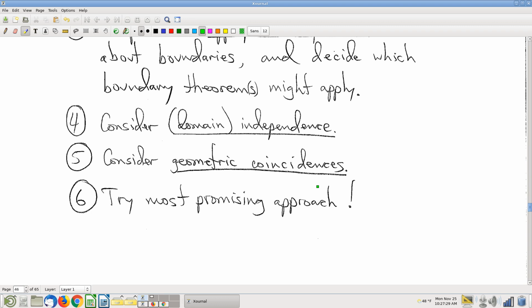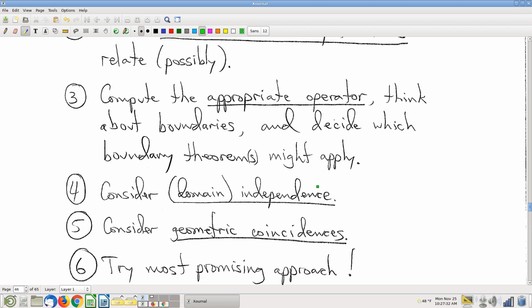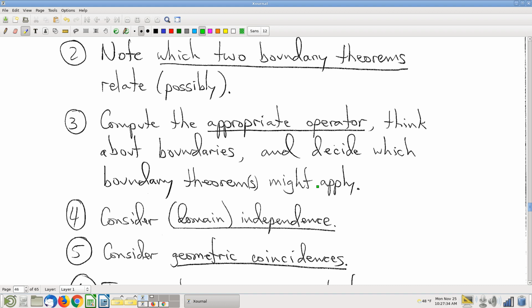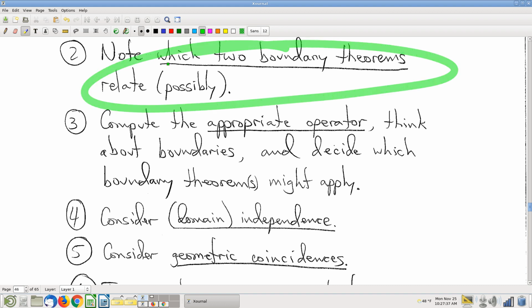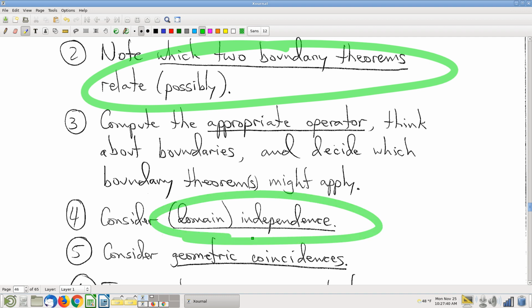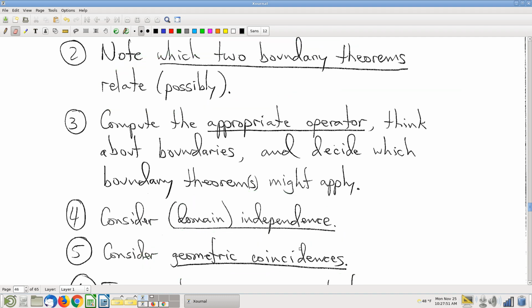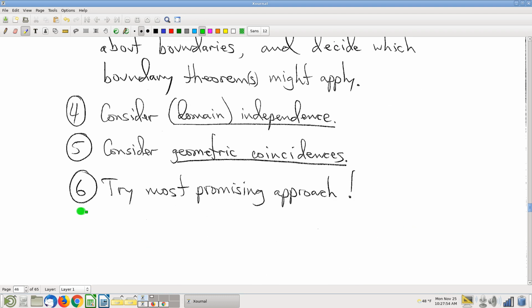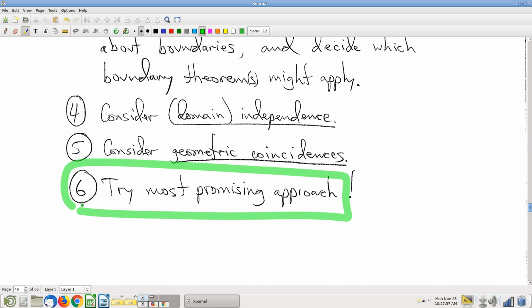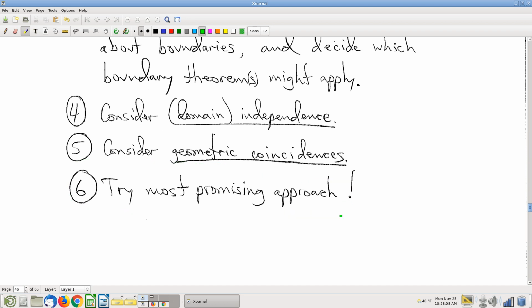And so having done this, having gone through and identified your candidate boundary theorems, and considered the possibility of path or surface independence, and the possibility of geometric good fortune, you're going to have various ways that you could conceivably answer the question. And then here's where the judgment comes in. Try to eyeball the question and ask yourself, how hard is each one of these approaches going to be? And do whichever one looks like it's going to be the most reasonable. So, like I say, a certain amount of judgment there.